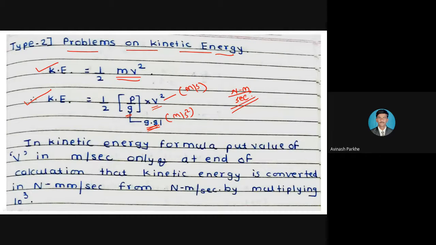But what is our requirement? All the parameters should be in Newton, as well as all the parameters should be in mm. Therefore, if I convert the Newton meter per second to Newton mm, I have to multiply. So while solving the problems based on kinetic energy, the value of P is your external load, the value of g is 9.81 meter per second square.